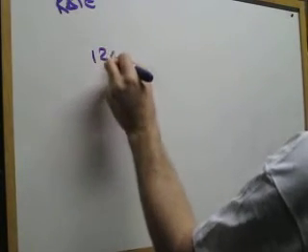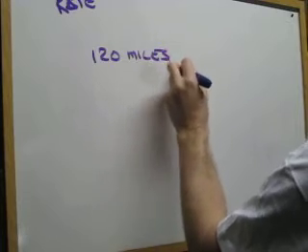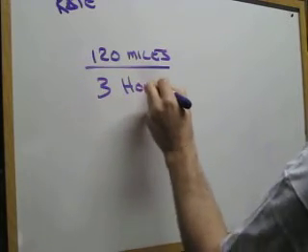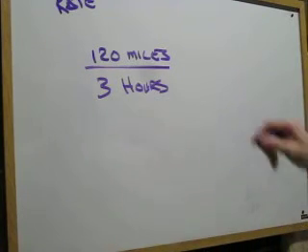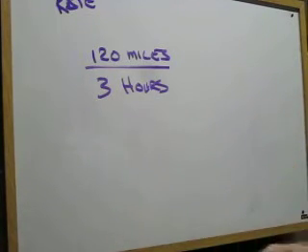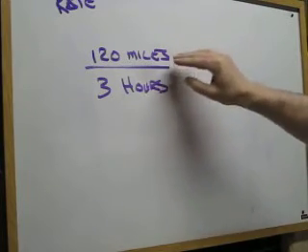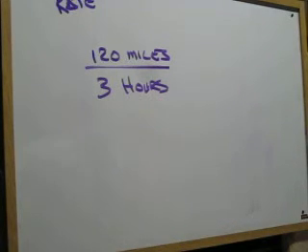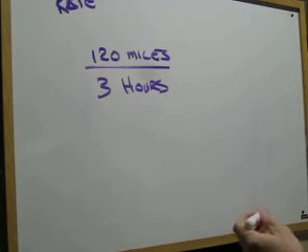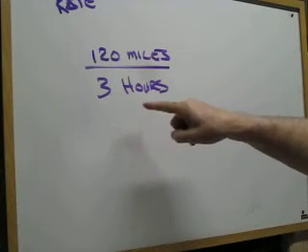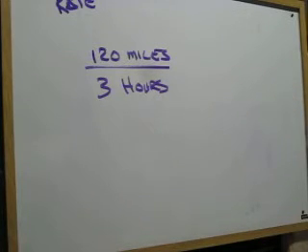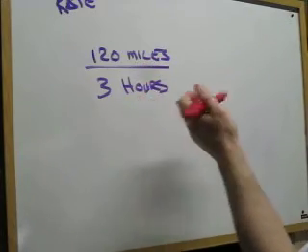So for example, if you were to travel 120 miles in 3 hours, there's two different units of measure there. One is in miles and one is in time, and you can't change one unit to the other. You can't make miles hours or hours miles, so it's considered a rate. And what we're looking at doing here is basically reducing. So we could find out how many miles per 1 hour that person was going.